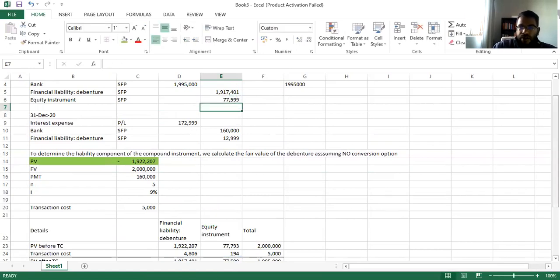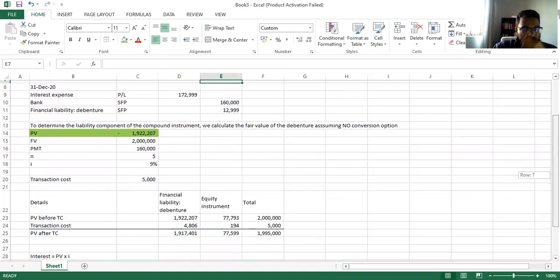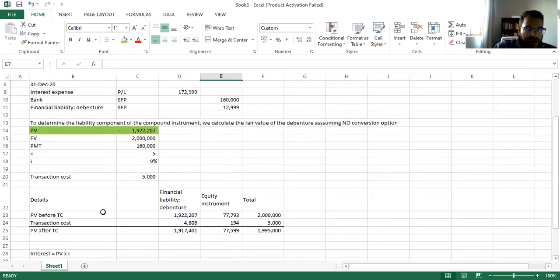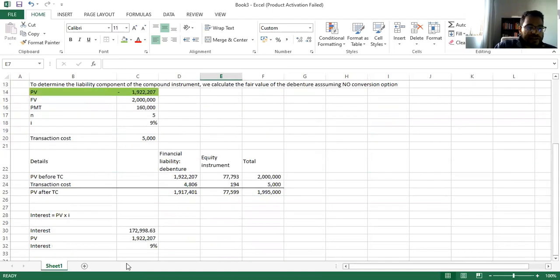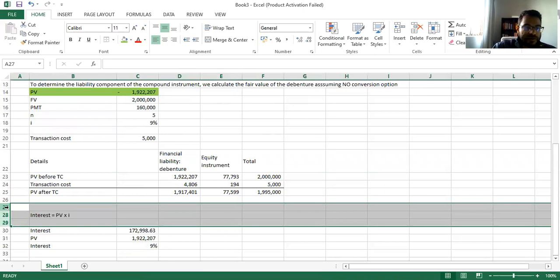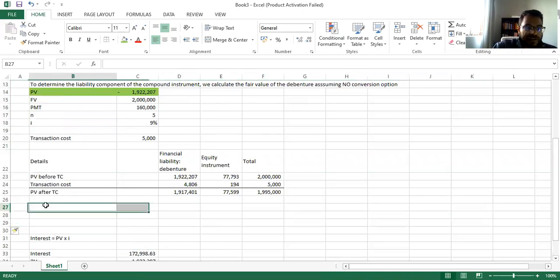So there we go. Now the interest rate will change. Because of that, our present value and our effective interest rate will change now. We can't use the 9% anymore, because this 9% is a market rate of a similar debenture without conversion rights. That's correct, but it didn't take into account transaction costs. So because our present value has transaction costs, we need to adjust our effective interest rate.